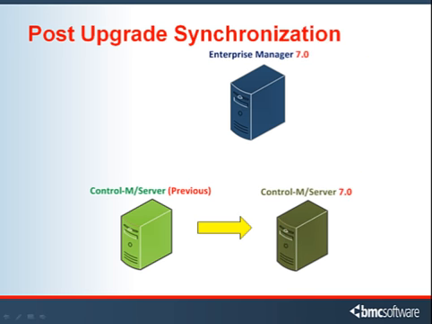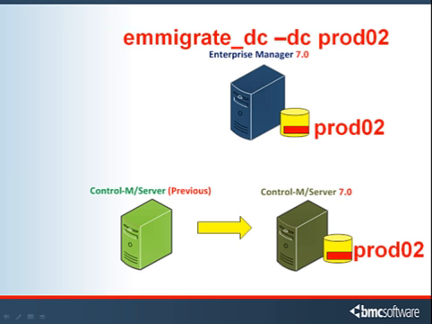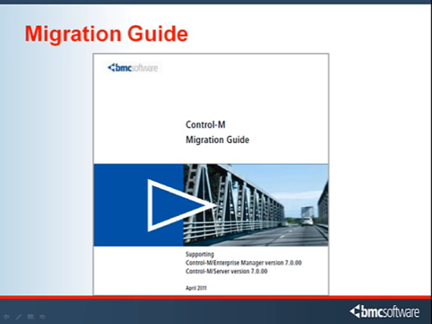After you upgrade the Control-M server to 7.0, it is necessary to upgrade that server's job definitions in the EM database. This is accomplished with the EM migrate DC command. The EM migrate DC command is run on the EM server with the name of the data center that was upgraded to 7.0. This upgrades the data in the EM so that it is in sync with the upgraded Control-M server. All of this is documented in the migration guide.